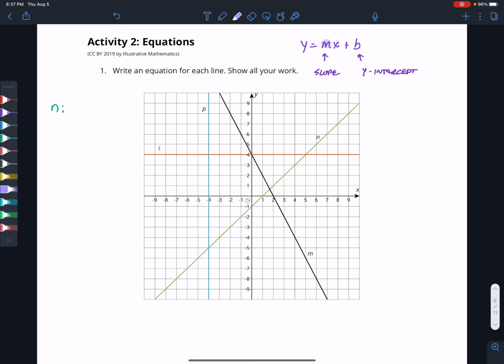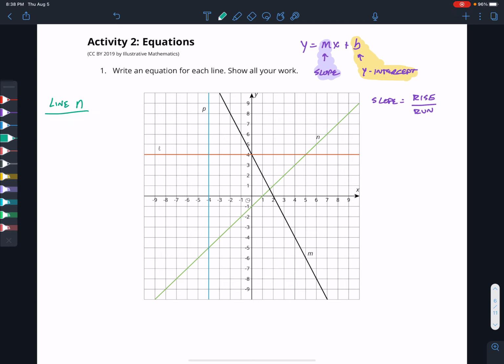So we're going to look for our slope, and we're going to look for our y-intercept. And those are going to be the two things that really anchor in our equation here. So our slope, if you remember, is the same thing as rise over run. And the rise is our y's, and the run is our x's. So I first need to find the slope for this thing. Let's call this line n over here.